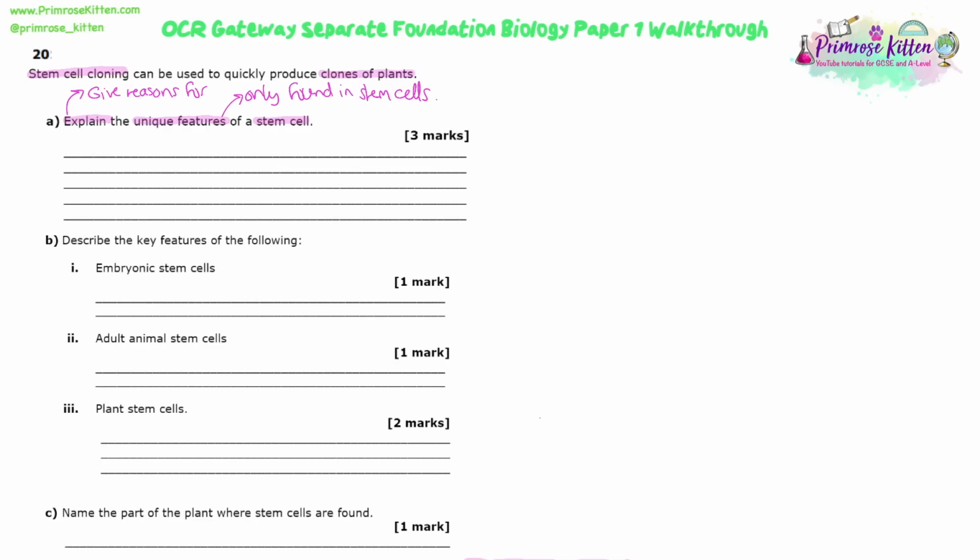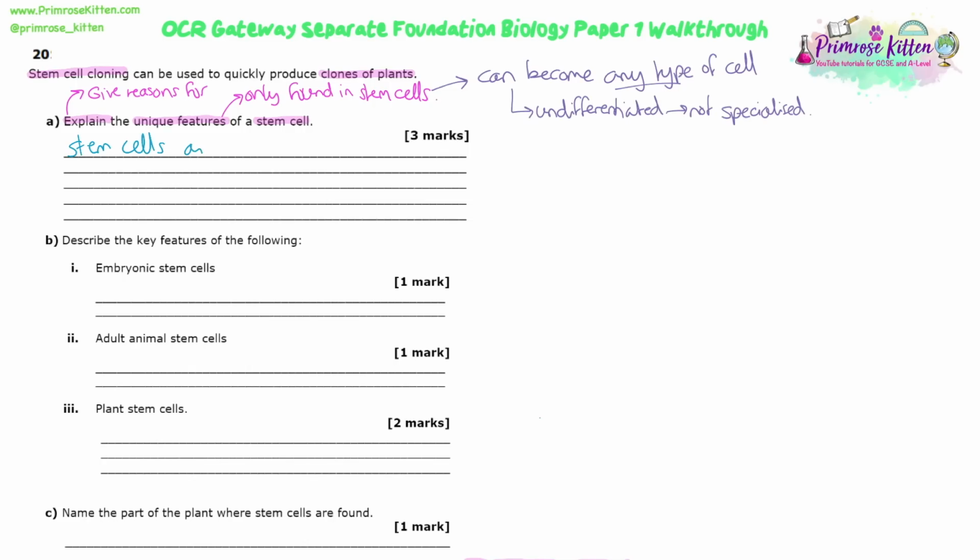And we have to have that word. Try and avoid using the word specialised or not specialised, because that doesn't always get you marks. We need to say undifferentiated as a key word here, like that's definitely going to be a mark out of our 3. So there's a lot of marks on offer here. So stem cells are undifferentiated cells is going to give us 1 mark.